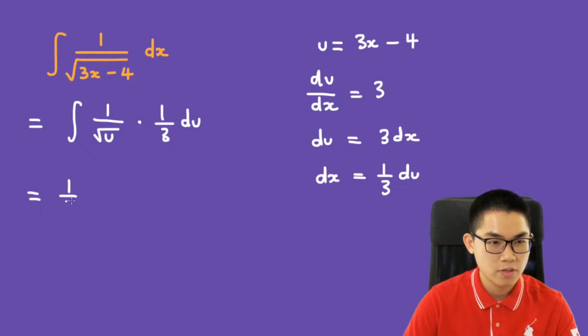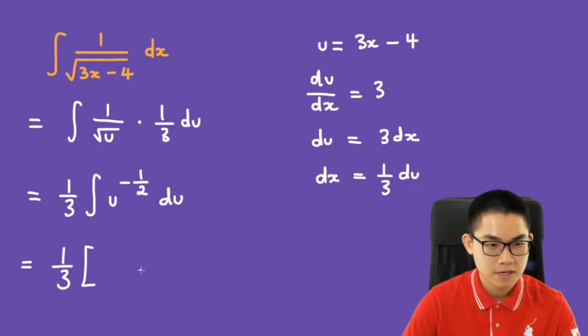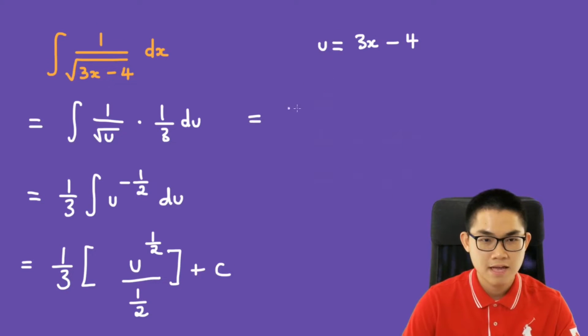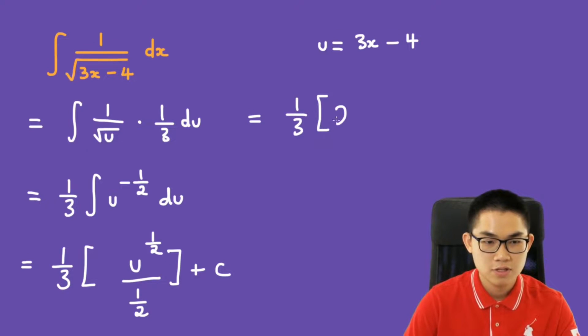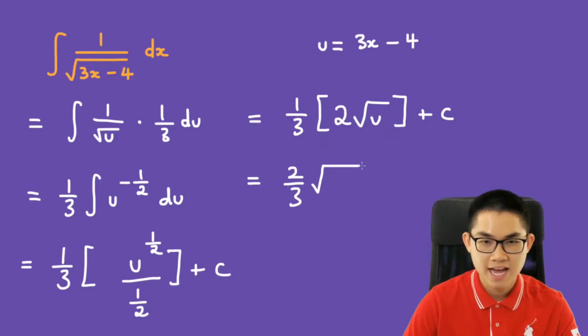And we get 1 over 3 times the integral of u to the power of negative 1 over 2 times du. Okay, so the antiderivative of this is what? It's going to be u to the power of positive 1 over 2 divided by 1 over 2 plus c. And we get 1 over 3 times 2 times the square root of u plus c. And finally, we have 2 over 3 times the square root of 3x minus 4 plus c. And that's it. The integral of e to the power of 5x dx.